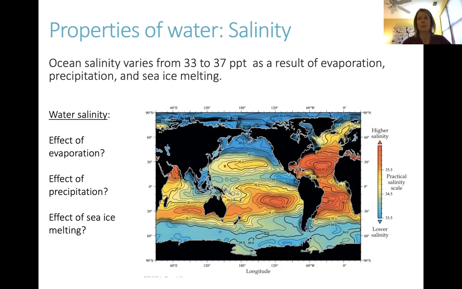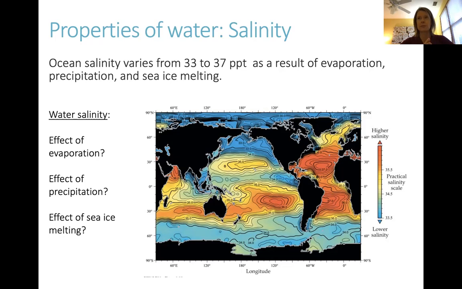So we're thinking about water salinity. That's just how much salt is there per unit of water. If we have evaporation off the surface of the water, salt does not evaporate, it stays there. So only water is leaving. That is going to increase the salinity of that body of water, that location of water. If there's more evaporation, the salinity increases.